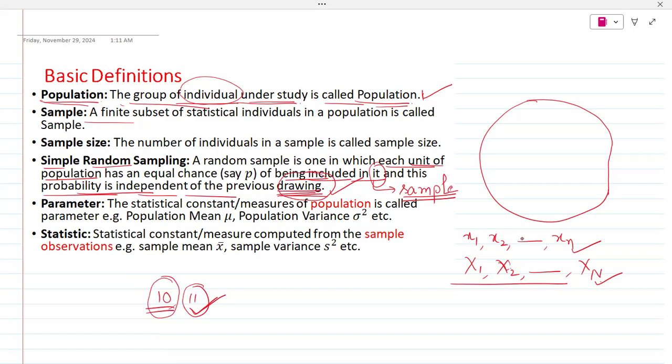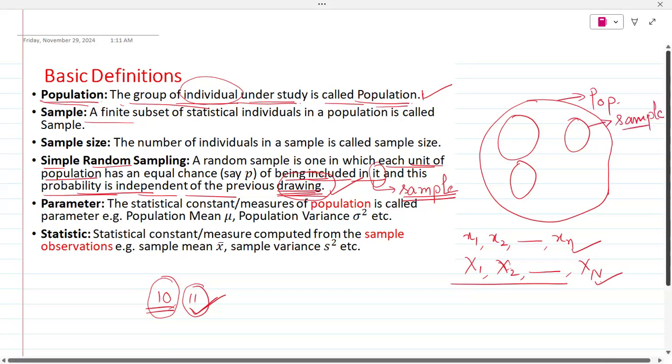Now we have population and we have sample. We have two things: one is population and another is sample. So here, this is the population, and this is a sample. These are our samples.